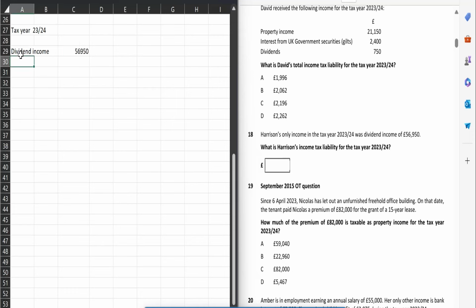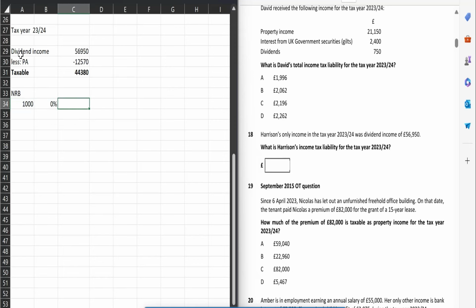56,950. We will deduct the personal allowance first, which is 12,570, and we arrive at taxable income. You might start thinking why I'm not deducting it from the non-savings income, but we have no such information given in the question. So we just move ahead and deduct it from the dividend income. Taxable is 44,380. First we account for the nil rate band, which is always available in the case of dividend, so 0%.